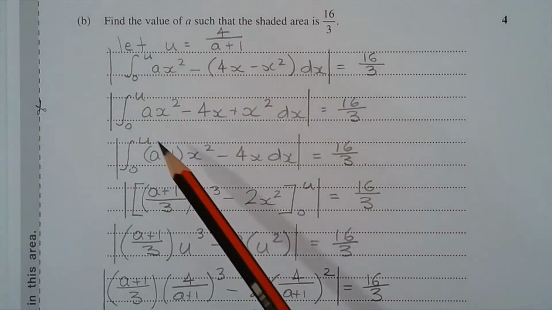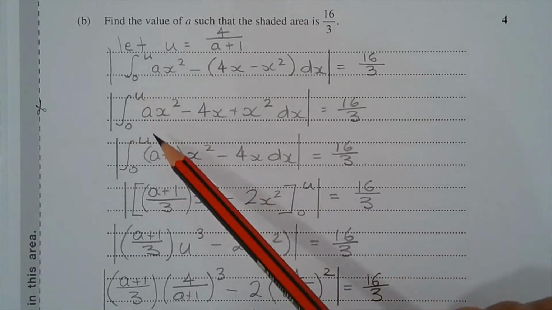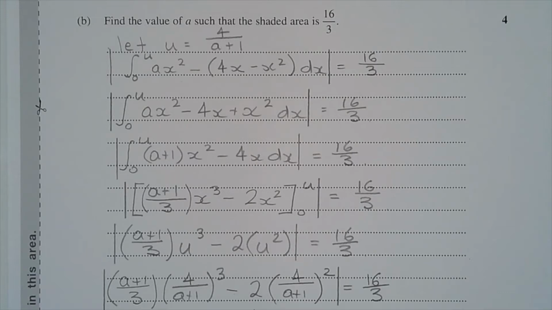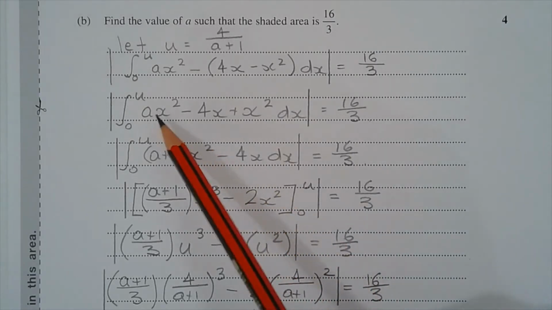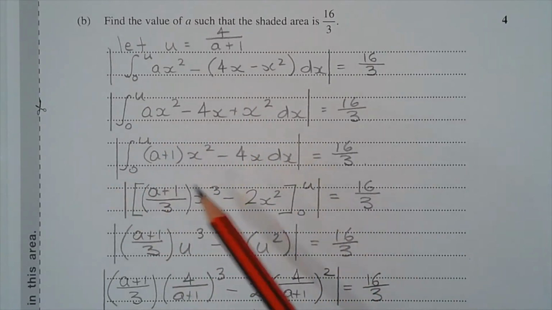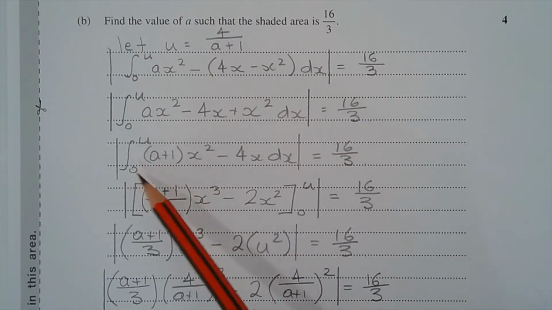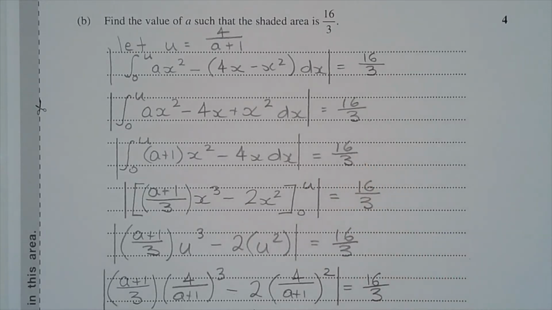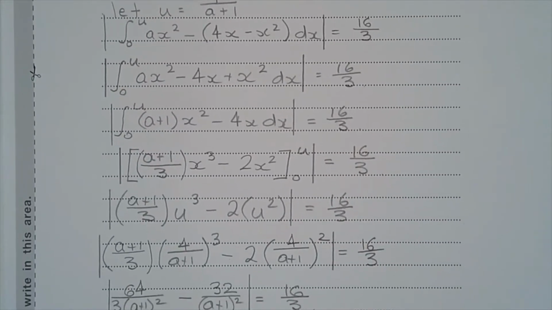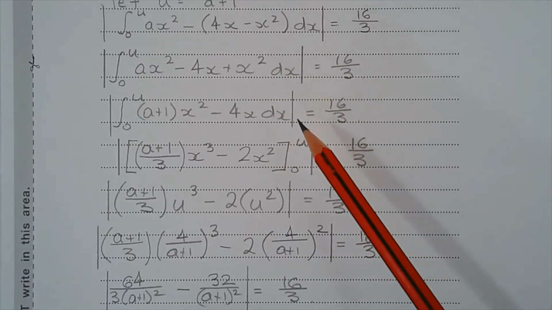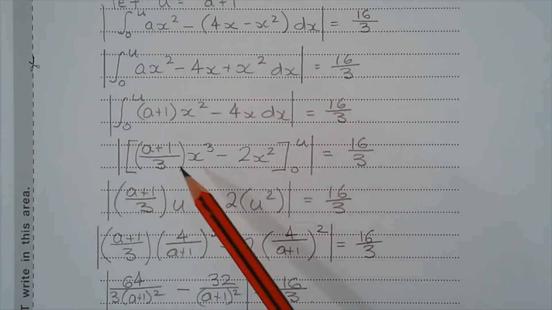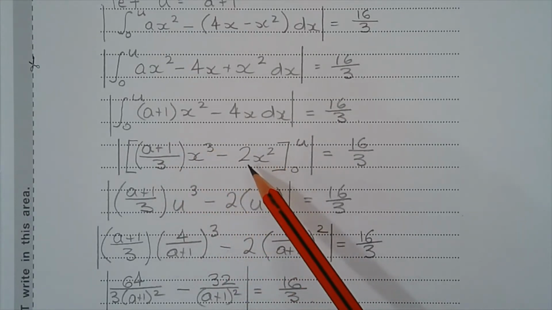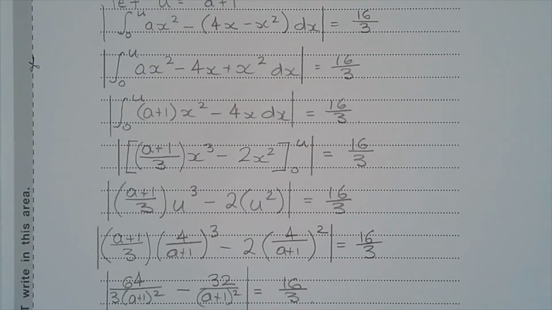Expanding the brackets, we get the absolute value of the integral from 0 to u of ax squared minus 4x plus x squared dx equals 16 over 3. Collecting the like terms in x squared, we have the absolute value of the integral from 0 to u of (a plus 1) multiplied by x squared minus 4x dx equals 16 over 3. Integrating the left-hand side, we have the absolute value of (a plus 1) over 3 multiplied by x cubed minus 2x squared from 0 to u equals 16 over 3.